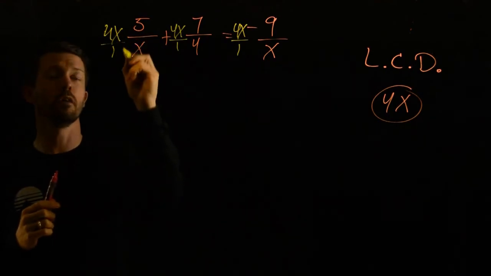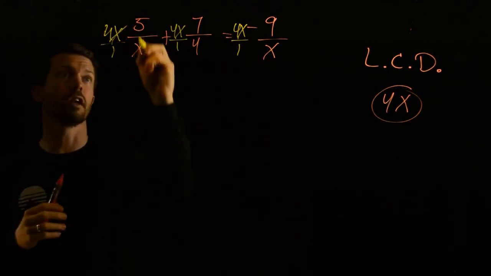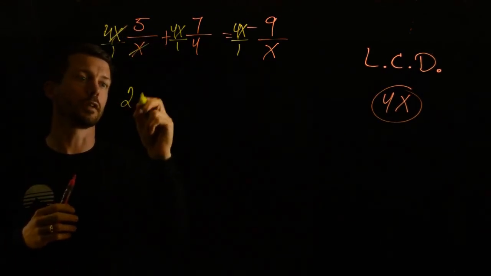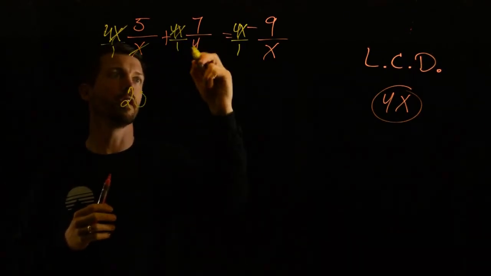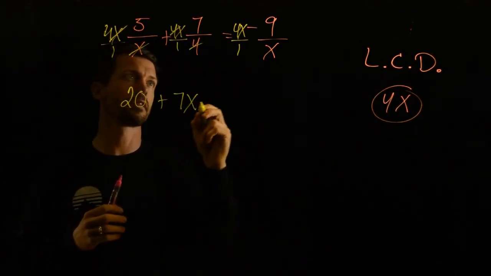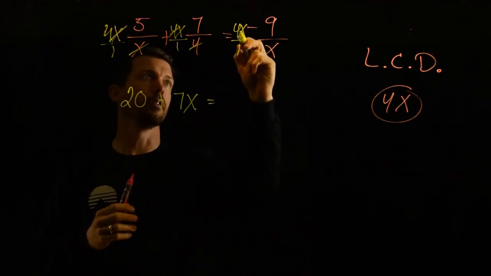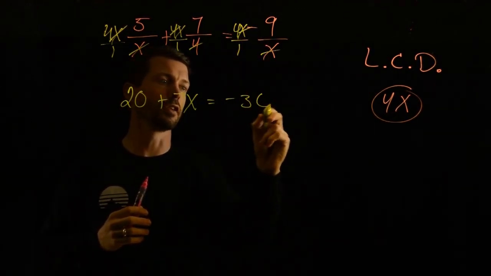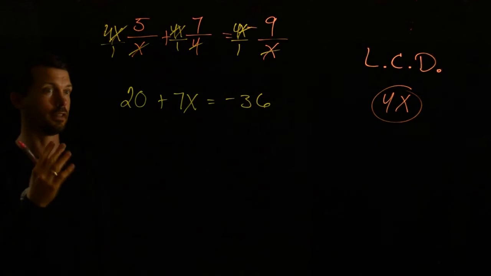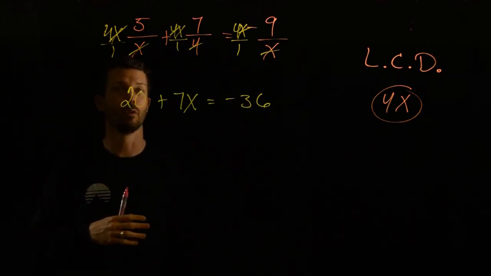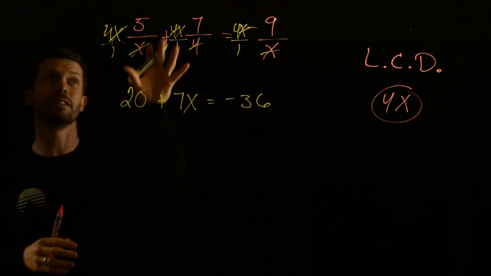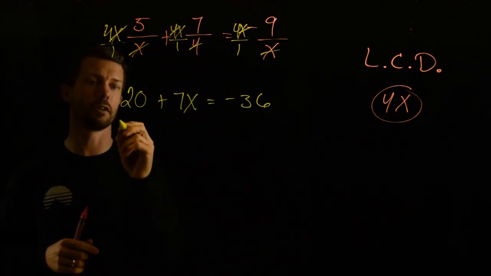So all I'm going to do now is just divide out these x's. So x divides out, and you get 20. The 4's divide out, and you get 7x. And then you divide out an x, and you get negative 36. So now if you notice, you have a nice two-step equation, which makes our life a lot easier than it was up here. So from here, now just solve it.